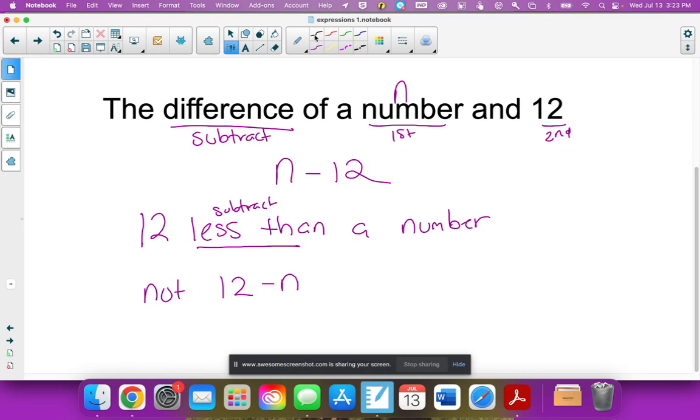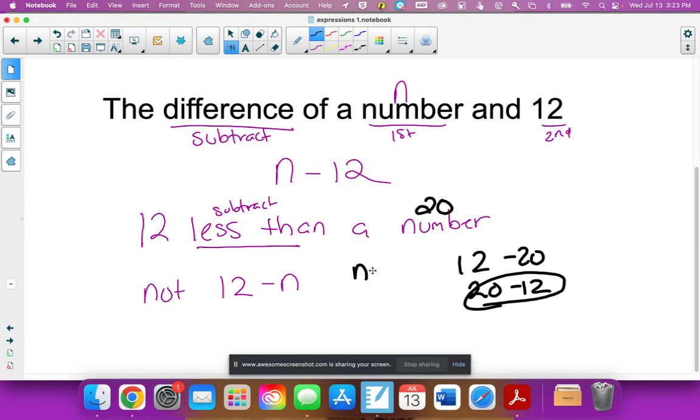If you have to do a check to make sure you're writing it in the right order, pick a number for the variable. Pick an actual number. So 12 less than a number. Okay, so how about we say 12 less than, make the number 20. Okay, 12 less than 20. Is that going to be 12 minus 20 or 20 minus 12? So it helps to put an actual number in there so that you can get your order right. Okay, so it's not 12 minus n. This is actually n minus 12 as well. So make sure you're reading carefully.